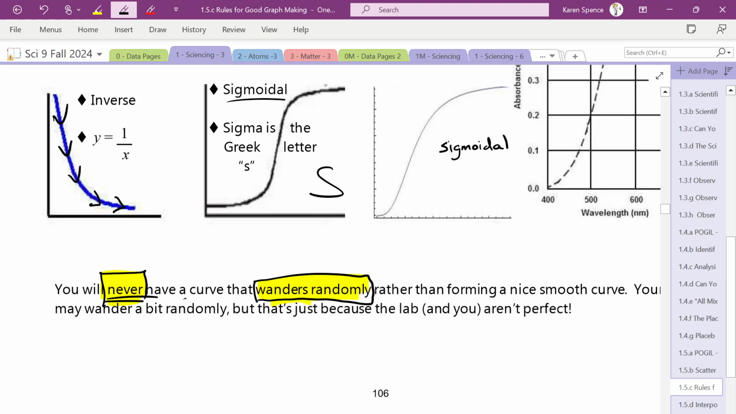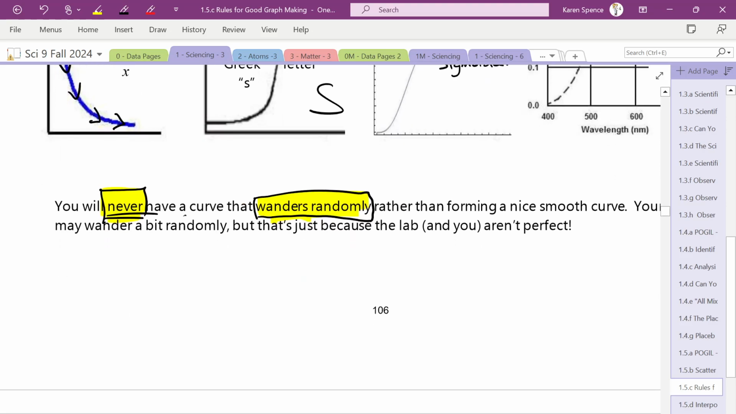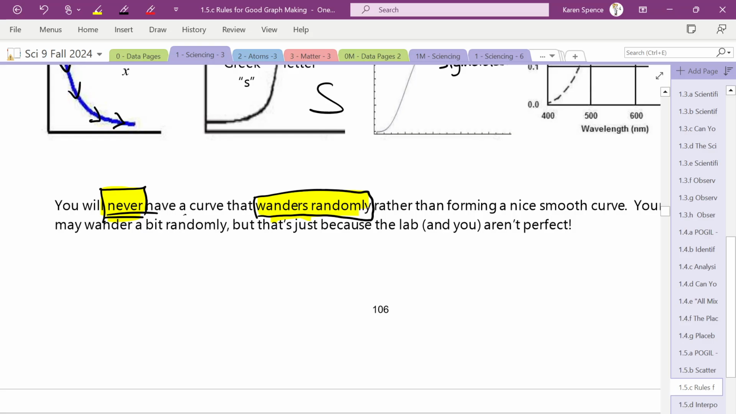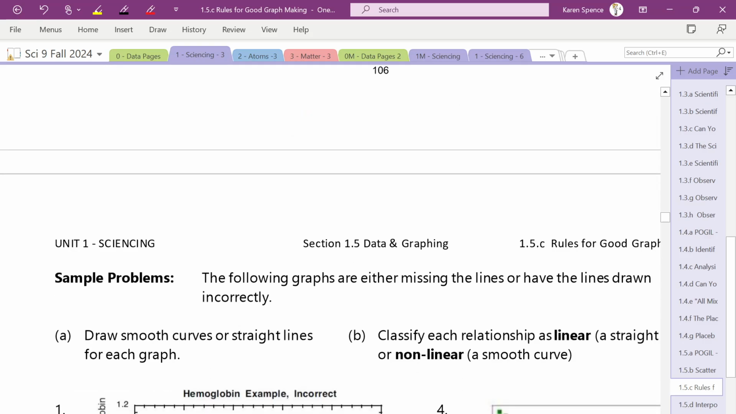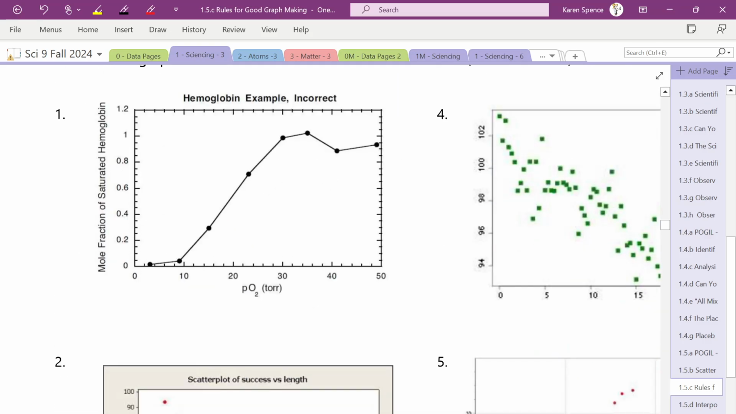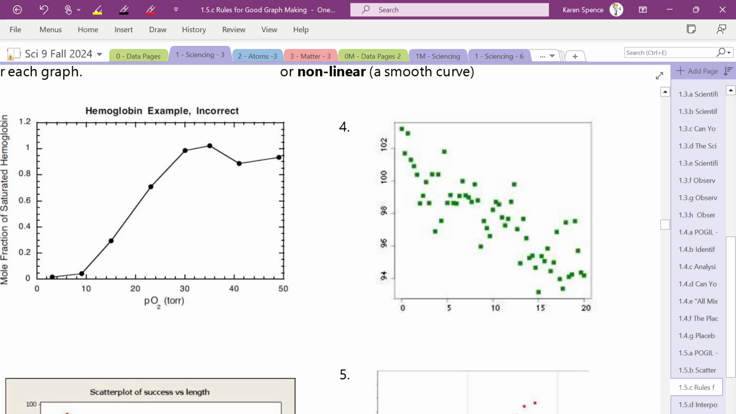You may wander a bit randomly, but that's just because of the lab and things like that. Now, we're going to do some correction here.